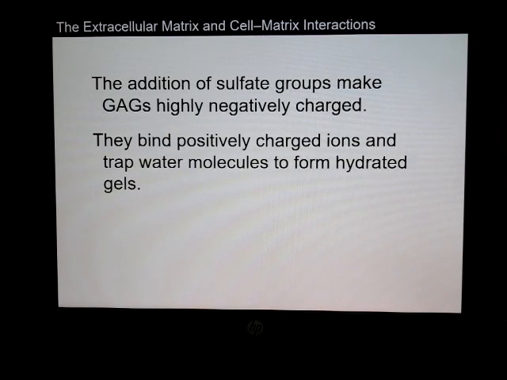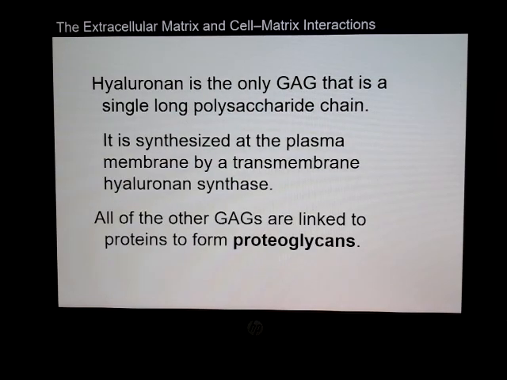Now, the addition of sulfate groups makes the GAGs highly negatively charged, so they can bind to positively charged ions and trap water molecules. And again, this allows them to form hydrated gels.